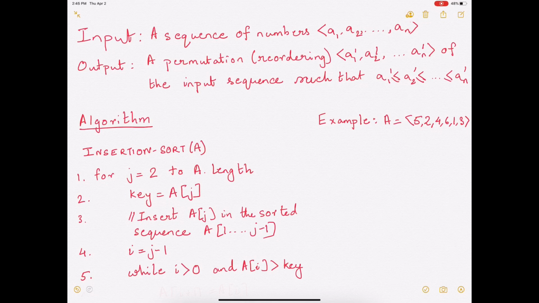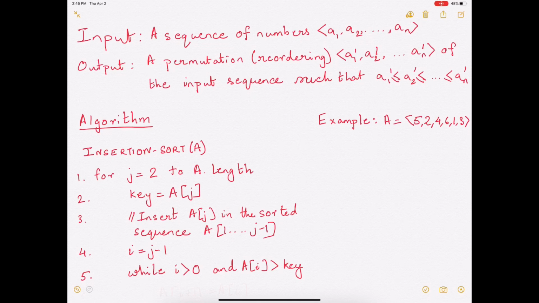So a1 prime is not necessarily equal to a1, it's one of those numbers between a1 to an. And the same holds for all the other numbers as well. So you have a reordering such that a1 prime is less than or equal to a2 prime, less than or equal to a3 prime, all the way less than or equal to an prime. So this is one sorted order.